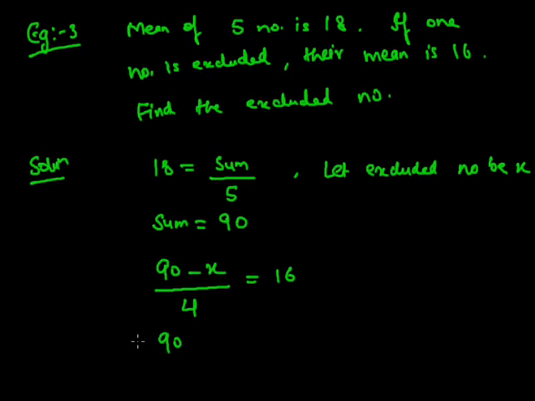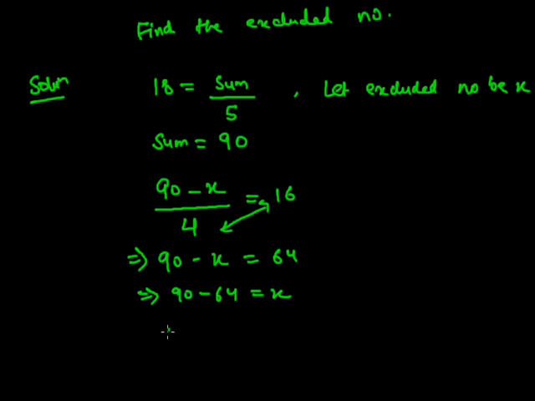So if we solve it, what will we get? 90 minus x is equal to 16 into 4. We cross multiply. 16 into 4 is 64. So 90 minus 64 is equal to x. Therefore the excluded number, or the value of x, is equal to 26. So in this way you need to find whatever is asked in the question by using the formula for mean.